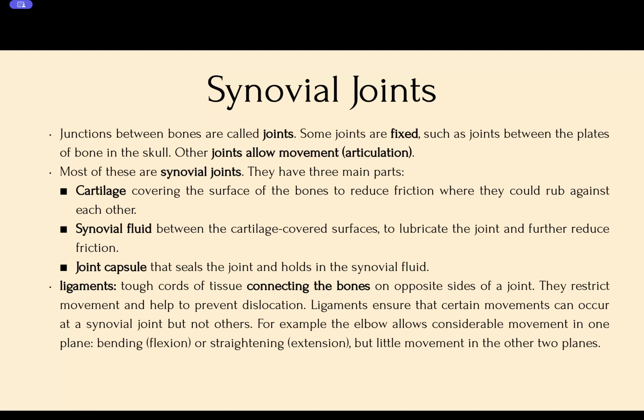So for example, in our elbow or in our knee joints, there are hinge joints. To prevent them from dislocating, ligaments are tough cords of tissue that restrict how much you can move, so you can't end up dislocating your joint, basically. So ligaments ensure that certain movements can occur at a synovial joint but not others. For example, our elbow has a lot of movement in one plane, so you can bend it, but you can't move it in a 360 direction, essentially.